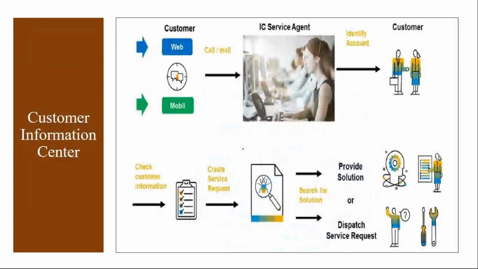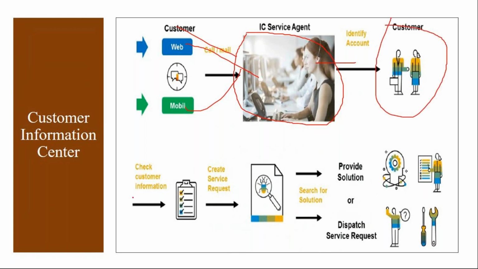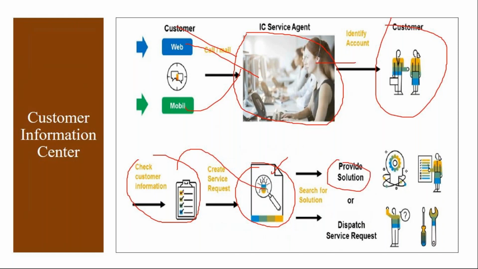This is the process. The customer service agent will receive the call from the customer either via mobile phone or through emails. Then they will identify the customer, check the customer information in the system, and create a service request, which is nothing but a notification. In the notification they will enter all the information: the product, the material code, the serial number. In the long text they will enter the problem details, and they will try to provide the solution. Then it is closed.